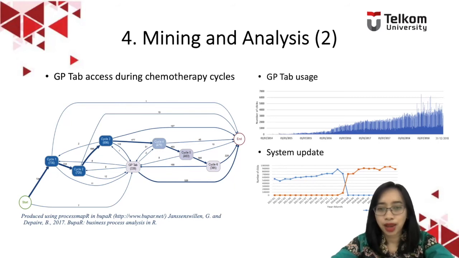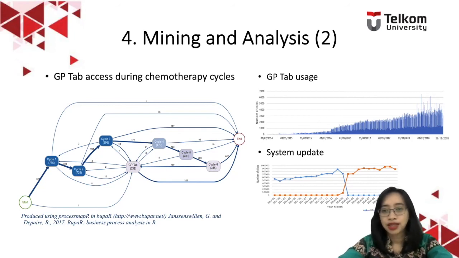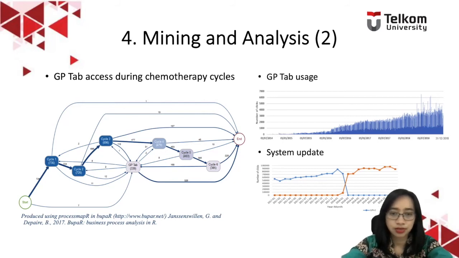And then we also add some analysis on GP tab usage, where we can see on the right side, the top one, that the usage of GP tab was increasing along the way from 2014 until 2018. And then we also found from the data that we can see system updates at around January 2018, where they changed GP tab from the first version to the second one.